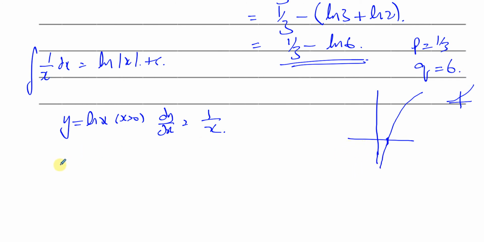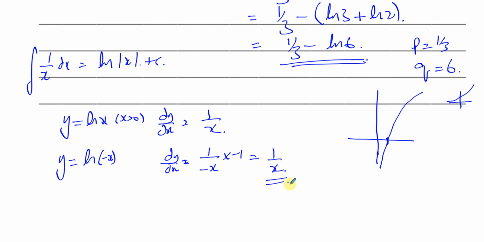Now, if I have y equals ln of minus x, and I differentiate the ln of minus x, I have to do 1 over whatever's inside that ln, which is minus x, multiplied by the differential of what's inside there, which is minus 1, which also gives us 1 over x. So when I differentiate ln x, I get 1 over x. When I differentiate ln of minus x, I get 1 over x, exactly the same answer.